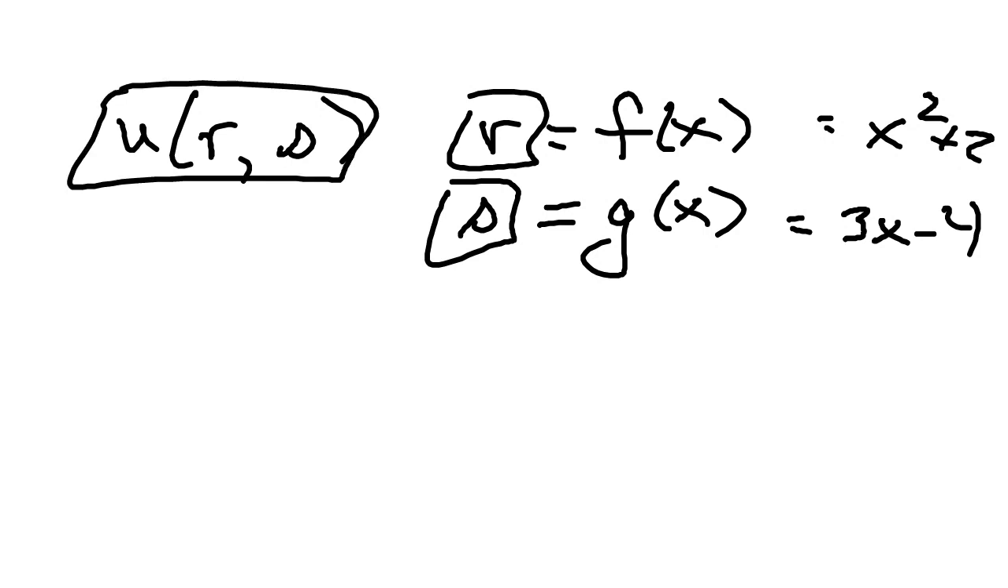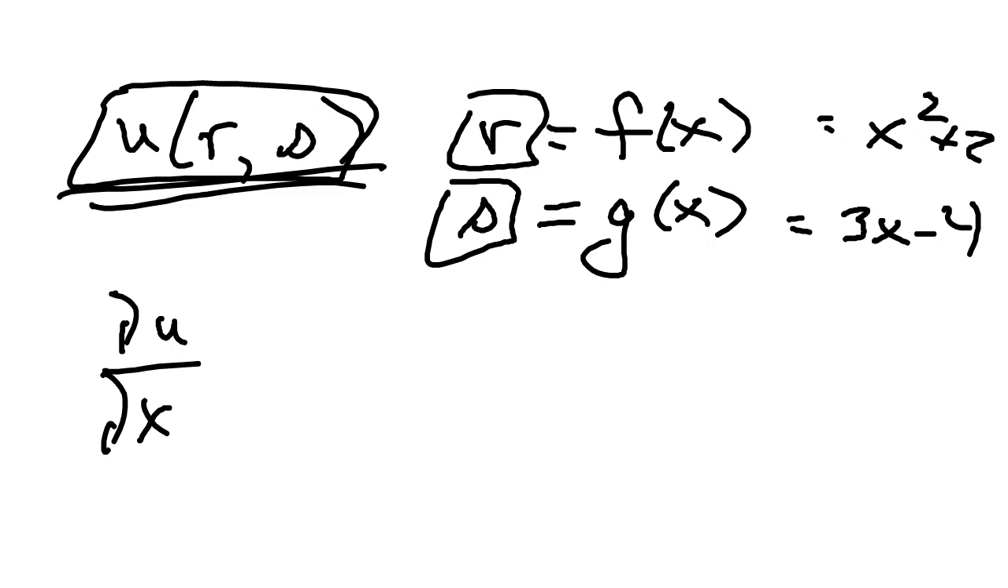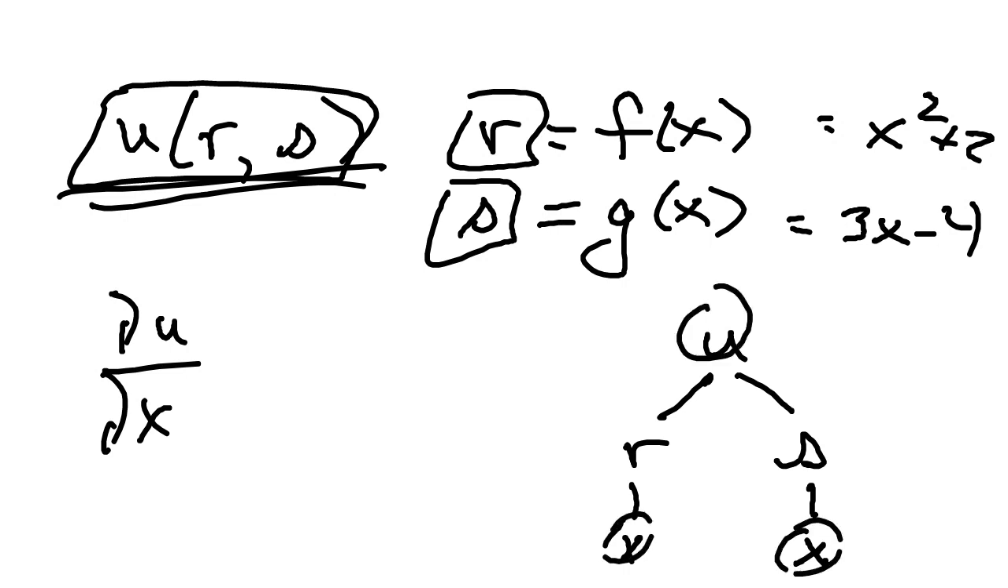but u is defined in two variables. So if I wanted the partial of u with respect to x, let's kind of draw that tree diagram here. I've changed up the variables here, but u is defined in terms of r and s, right? But then r is only defined in terms of x, and s is only defined in terms of x. So if I want the partial of u with respect to x, I have to follow the branches from the beginning to the finish lines.